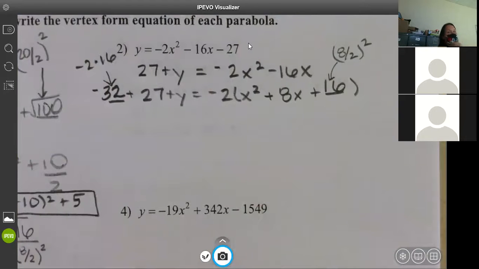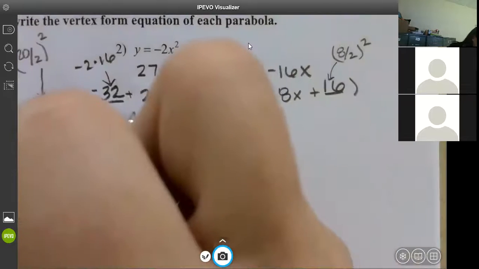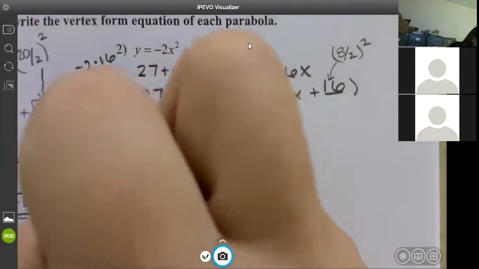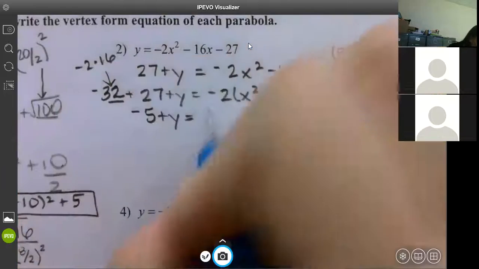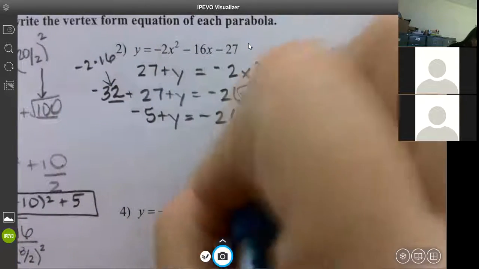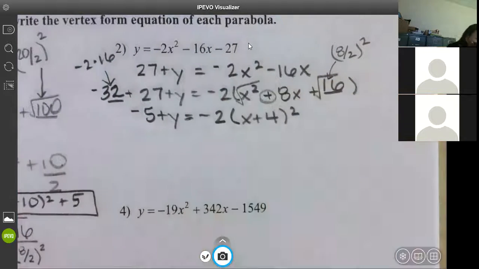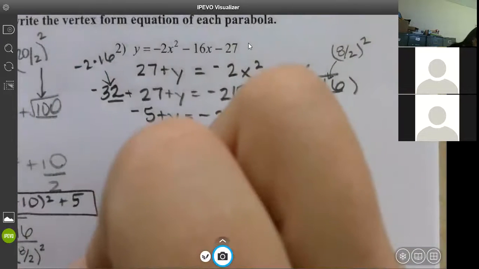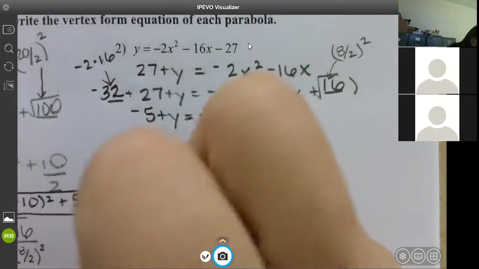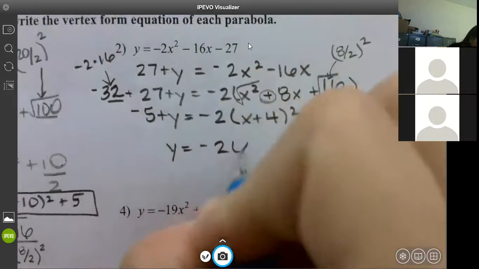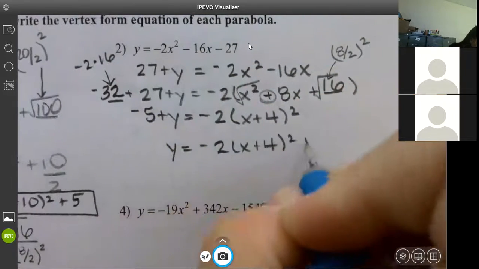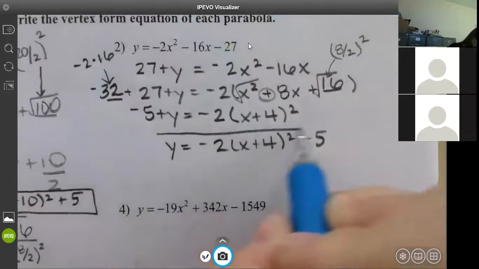All right. Add them up. -32 plus 27. -5. -5 plus y equals, we have -2. I'm going to rewrite square root, sine square root, x plus 4 squared. What else do I need to do? Last step. Add the 5. There's your equation.